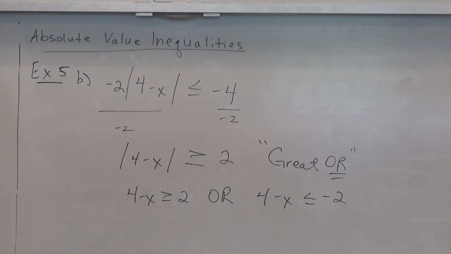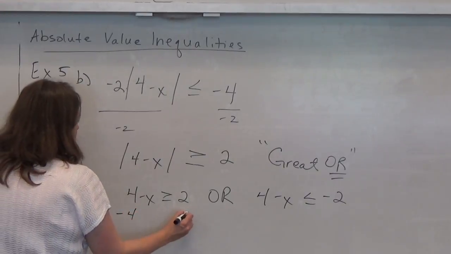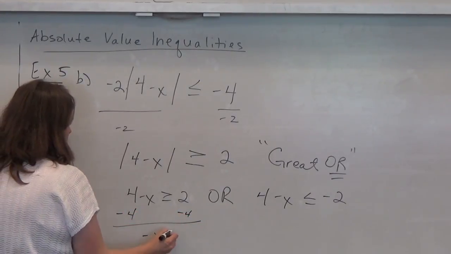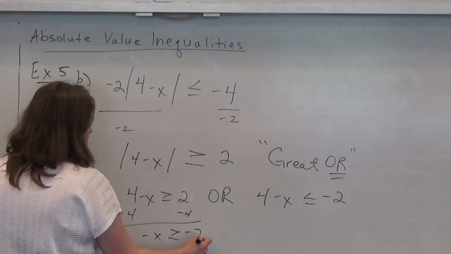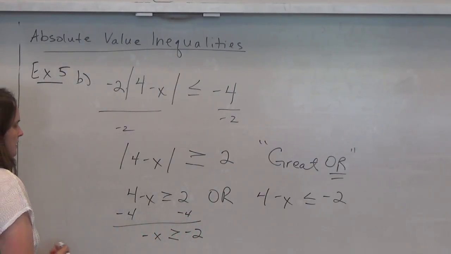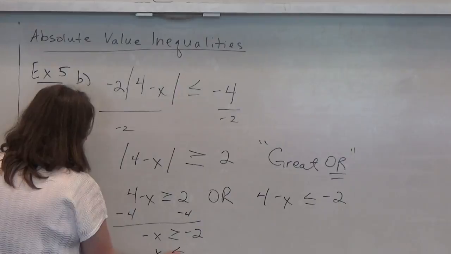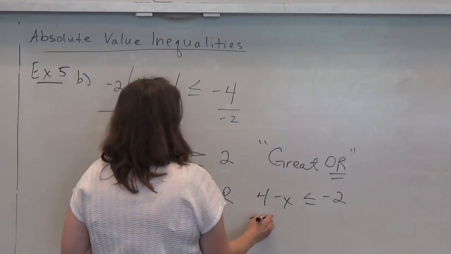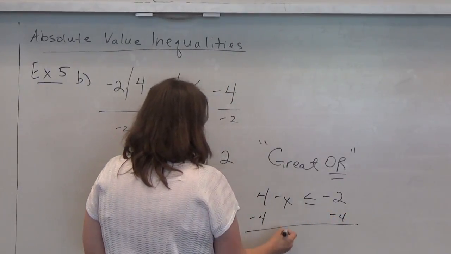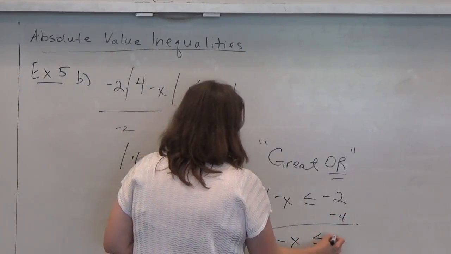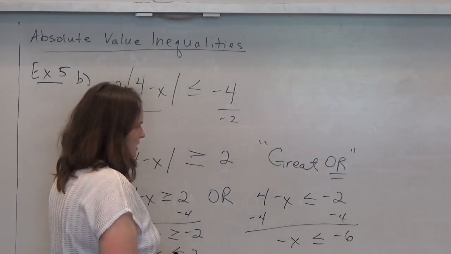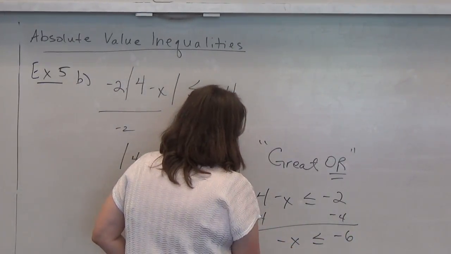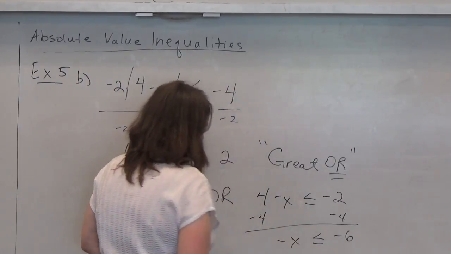Solving for x on the left, we're going to subtract 4 on both sides. We have negative x is greater than or equal to negative 2. Divide both sides by negative 1, and you've got positive x is less than or equal to positive 2. For my second inequality, I want to, again, keep x on the left side, so let's subtract 4 on both sides. That gives us negative x less than or equal to negative 6. Now divide both sides by negative 1, and you've got x is greater than or equal to positive 6.